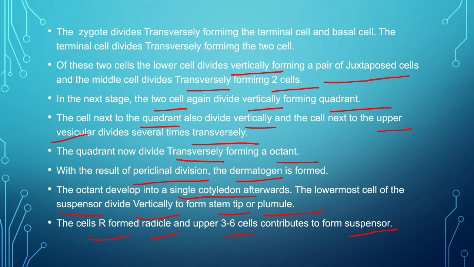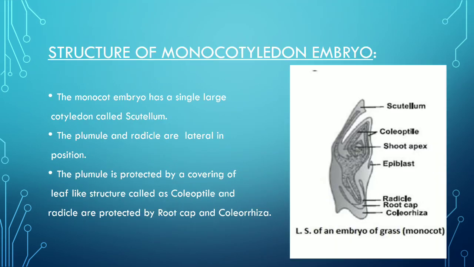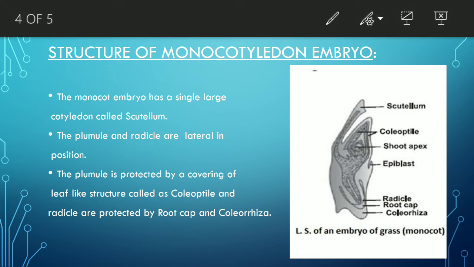Now the structure of the monocotyledon embryo. The monocot embryo has a single large cotyledon called scutellum, and the plumule and radicle are lateral in position. The plumule is protected by a covering of leaf-like structure called coleoptile, and the radicle is protected by the root cap and coleorhiza.